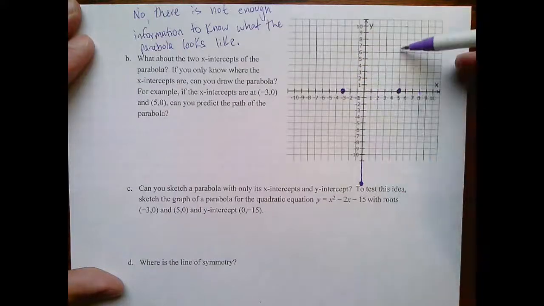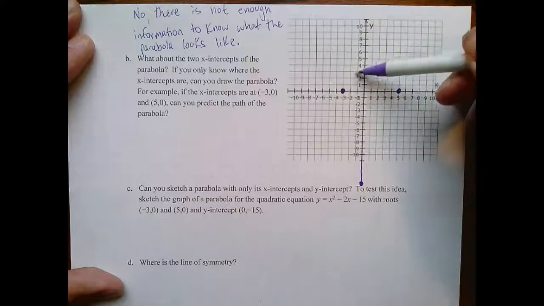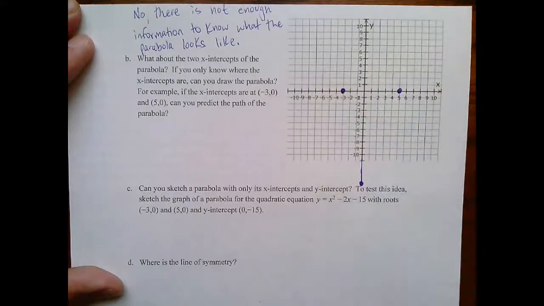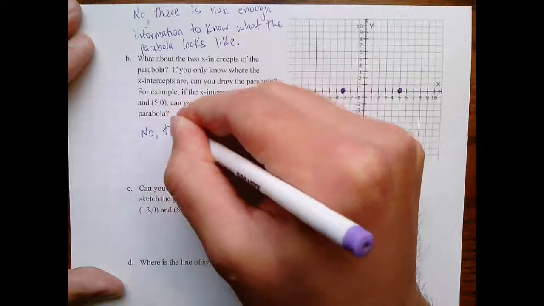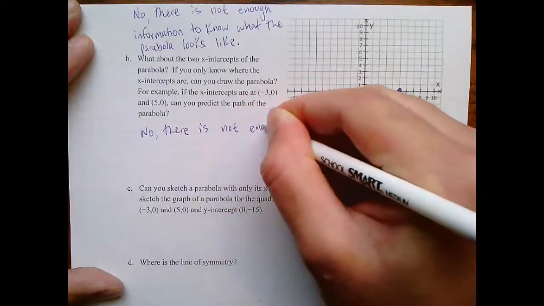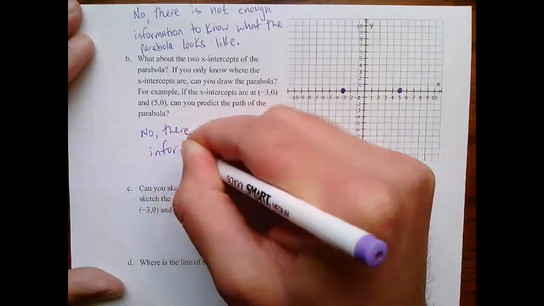If it's facing upwards, I would get something like this. But if it's facing downwards, I could potentially get something like this. So would I know for sure with just the x-intercepts what the parabola looks like? Well, no. So in this case, you can say no. Again, there is not enough information.